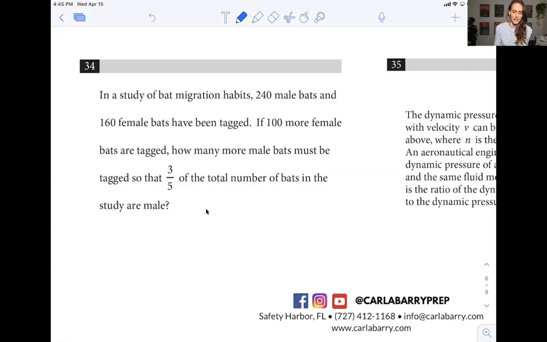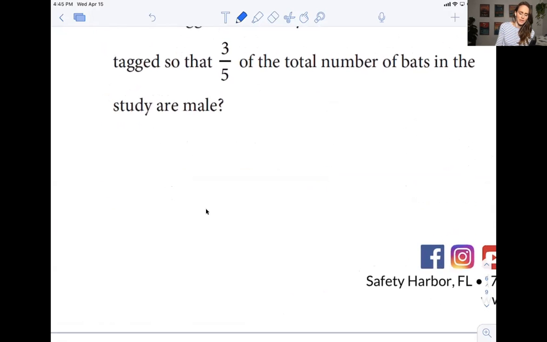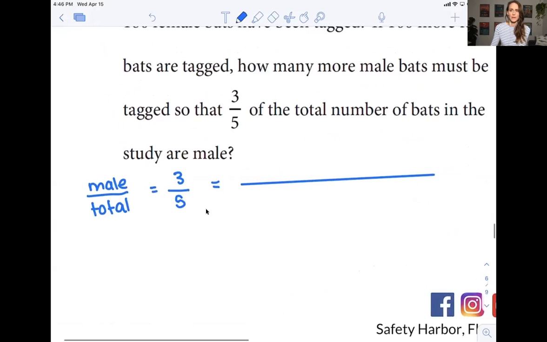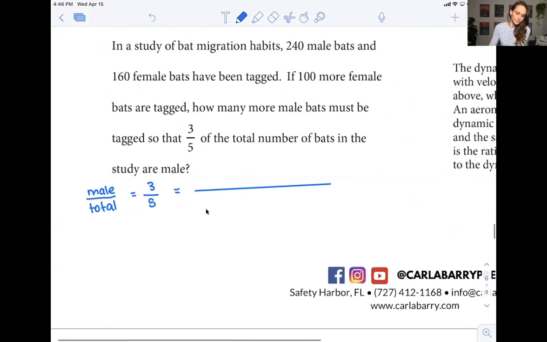Whoa, that's a mouthful, right? So we need to organize our information so that we can keep track of everything. So I'm going to say that male over the total equals 3/5. And then I'm going to figure out what is my total number of bats and what is my number of male bats. So let's go find all my male bats first.